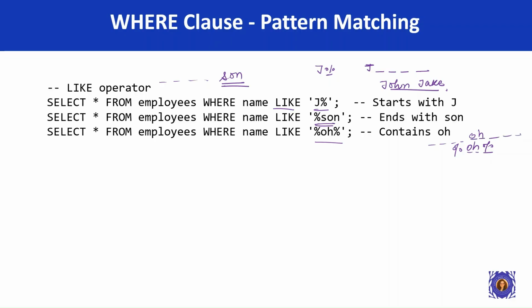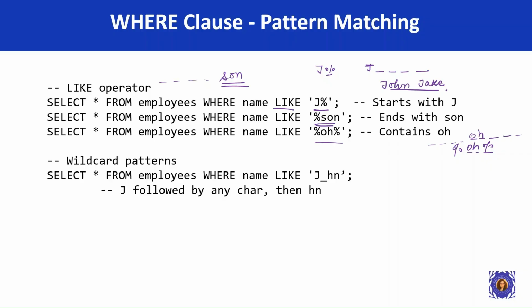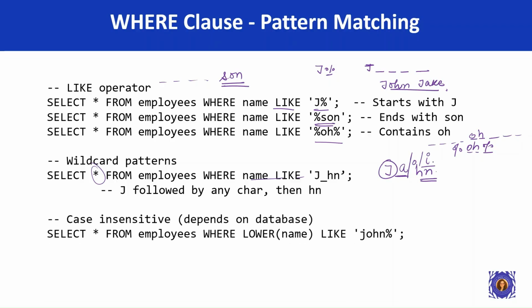So next we have wildcard patterns. We need to select every attribute from employees where name like J underscore HN. J can be followed by any single character and it should end with HN. It can be A, it can be O, it can be I, whatsoever. Now, if it is about case sensitivity, then we just add on that where lower name like john percentage. It should start with john and end with anything else.